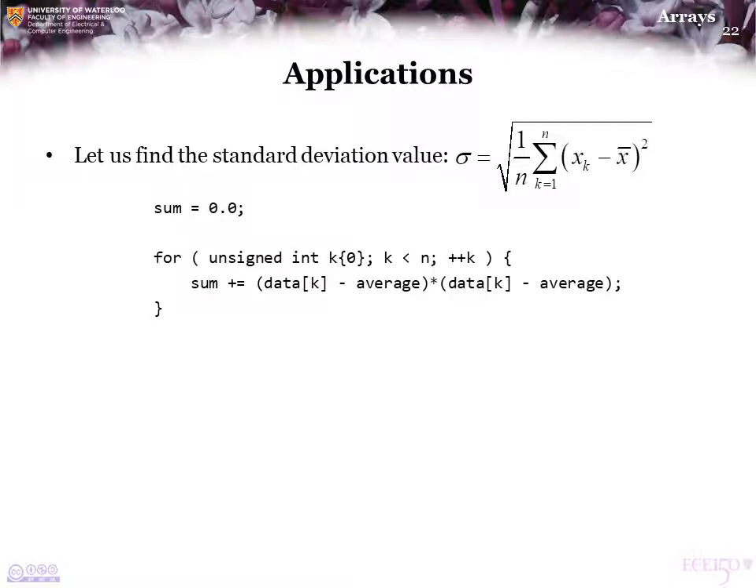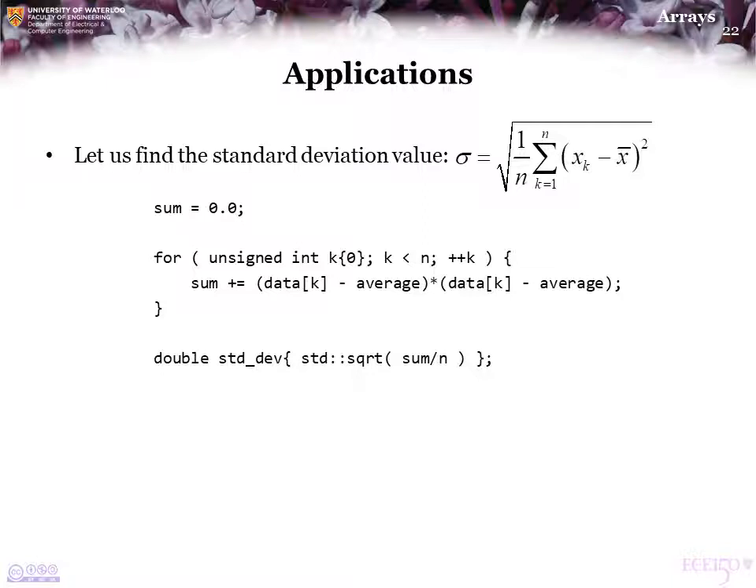I now have a for loop that goes from k equaling 0 to n minus 1, but with every single iteration of the loop, I am now adding to sum the kth entry of the array minus the average, all multiplied by, once again, the kth entry of the array minus the average.